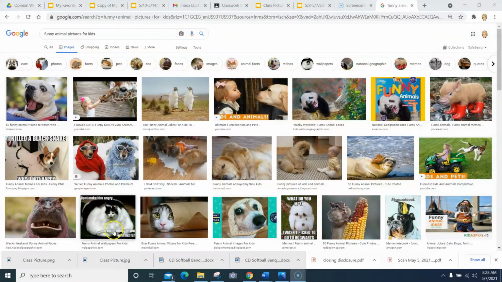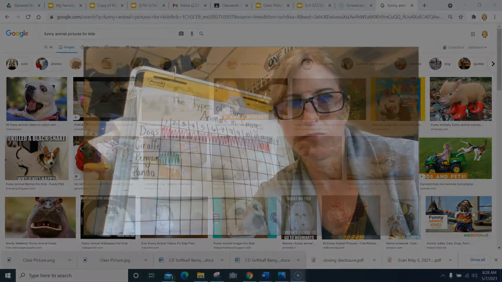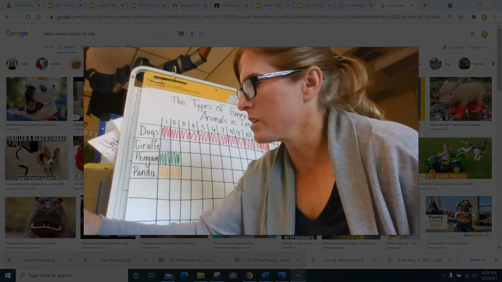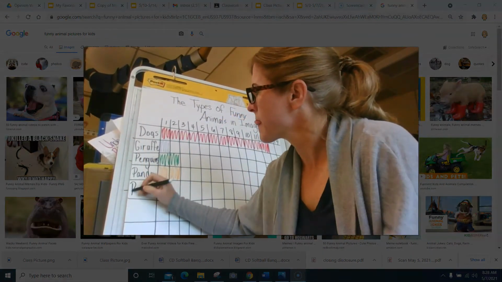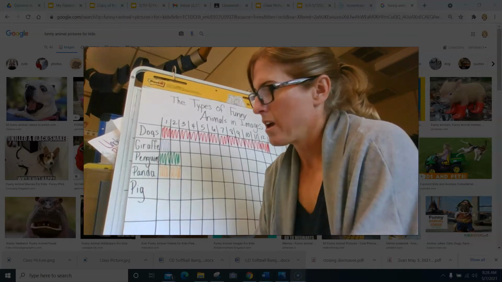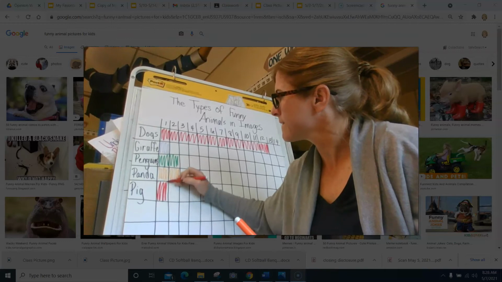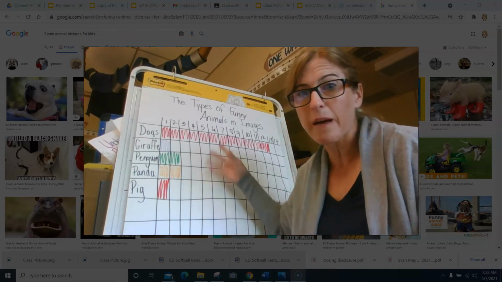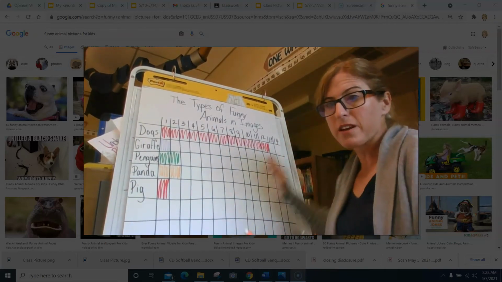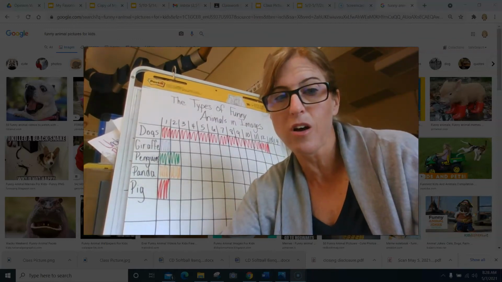Now let's look and see what other animals we have. A pig! And there's only one pig. Wow, dogs are really winning. And we can tell that because look at our bar graph. It's way longer than the other ones.